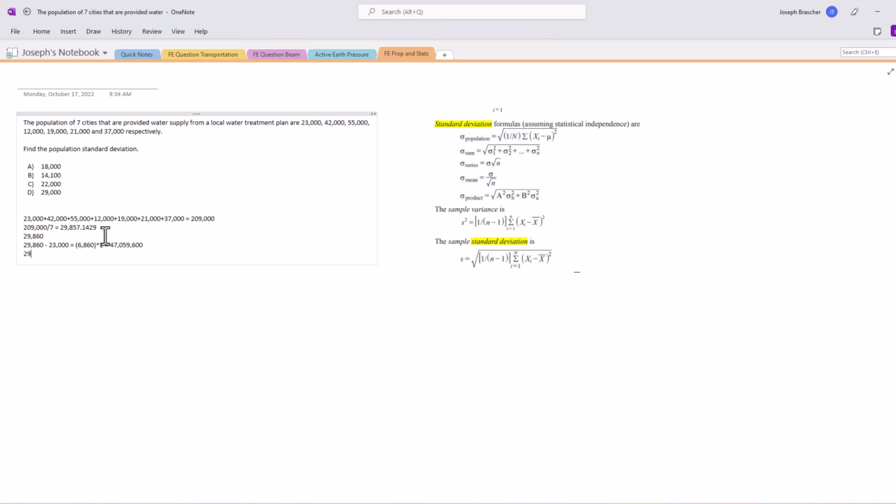Okay, so we're going to have to sum up all these values here, and so now we need to do 29,860. We need to find the difference between that and 42,000. Okay, that's going to be a negative value, but that's okay because we're squaring all the values. We're just squaring the differences in this case here. $147 million. And so, like I said, we're going to do this for all the values here. 55,000. Similar situation. We have a negative value here.